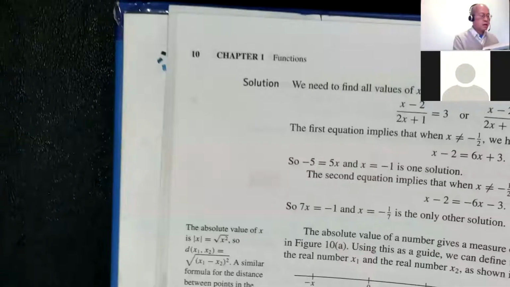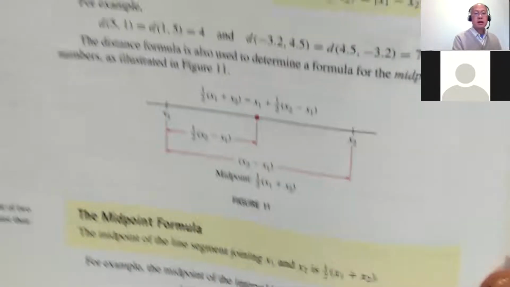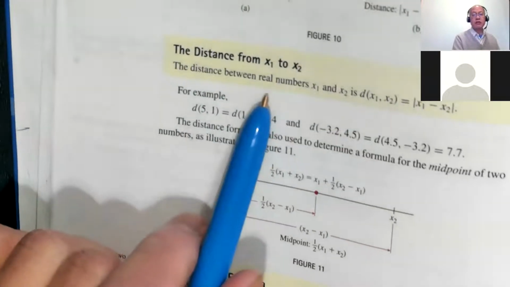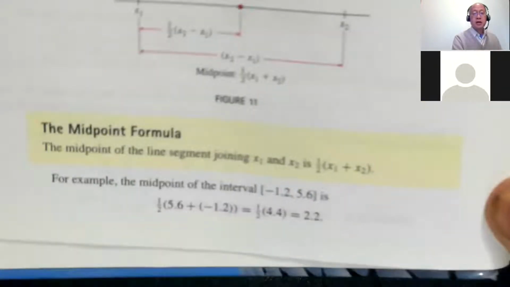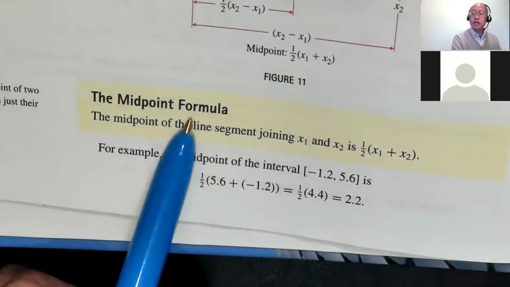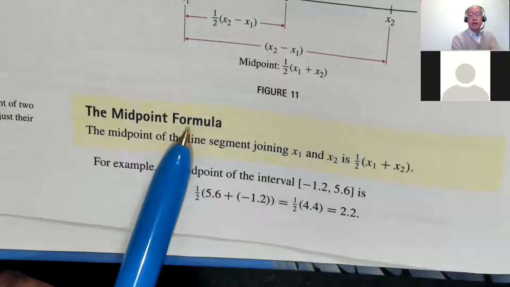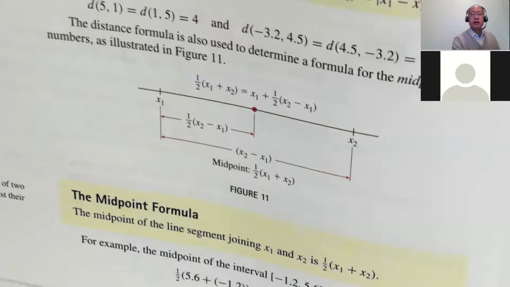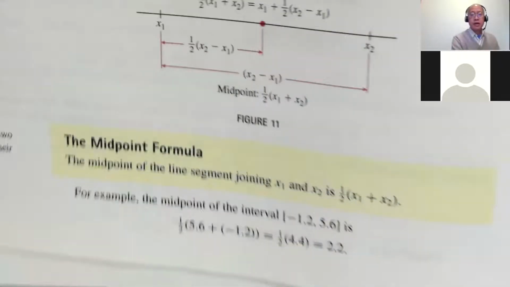Okay, so I'll just go ahead and mention on page 10, you don't really need this, distance from x1 to x2. So I would say don't put that on your formula sheet, cheat sheet. Midpoint formula. Remember, you get to have one cheat sheet, one formula sheet on the exam. Okay, standard 8.5 by 11, front and back. Put anything you want, but you can't put everything.